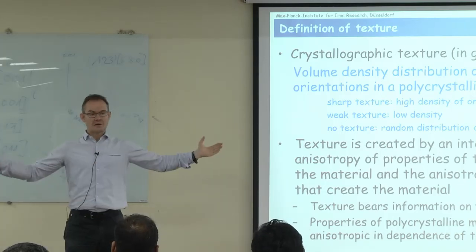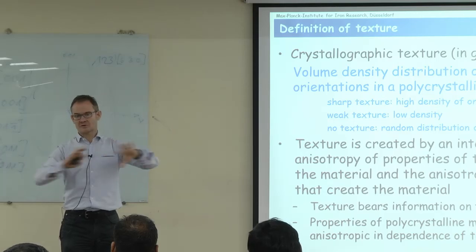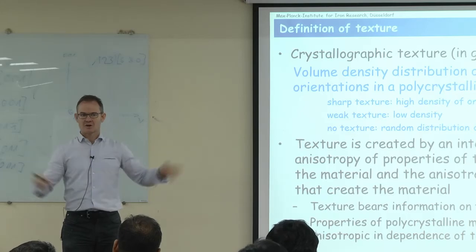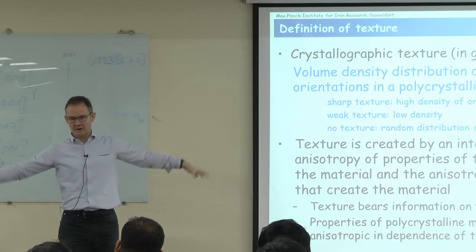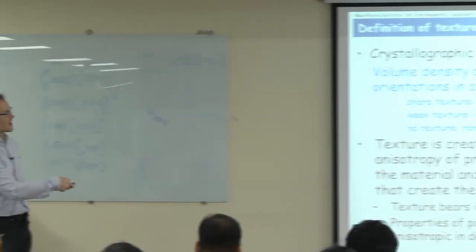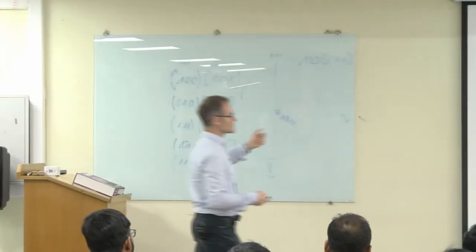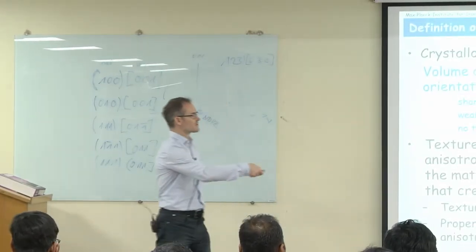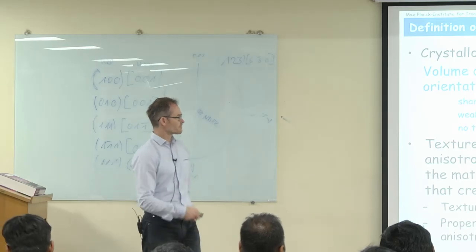And you can also say there is no texture, or the texture is random. That means there is no preferred orientation which has higher volume fraction than a random distribution of all grains. So we can say a sharp texture has a high density of one given orientation, a weak texture has a low density. And here's my no texture or random distribution.